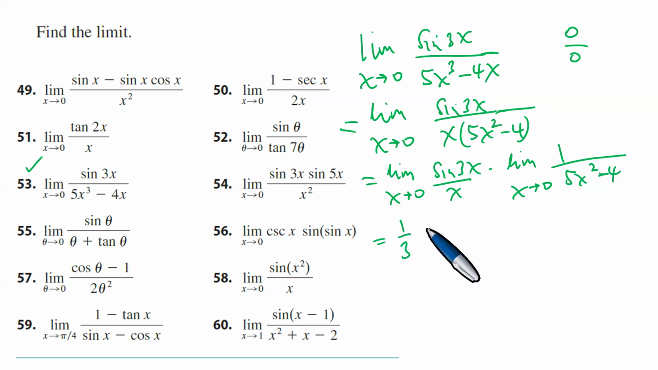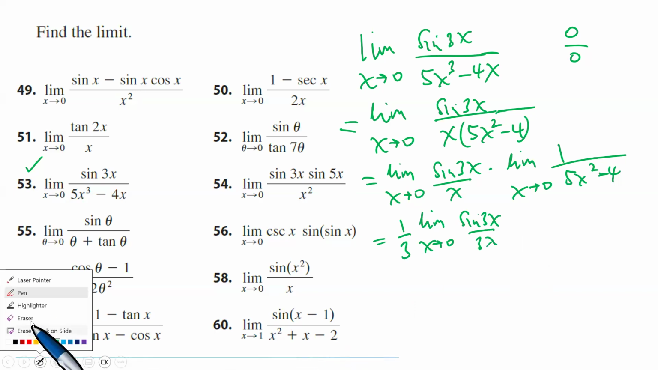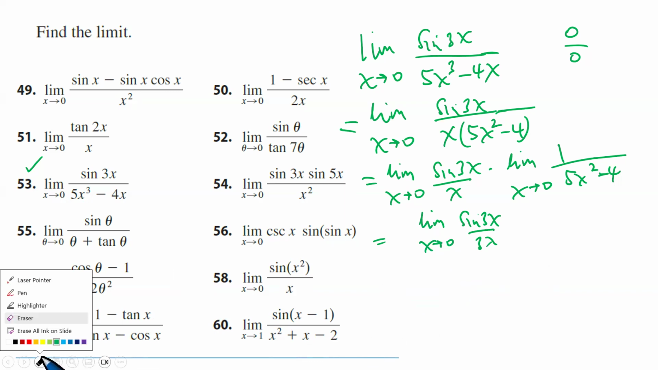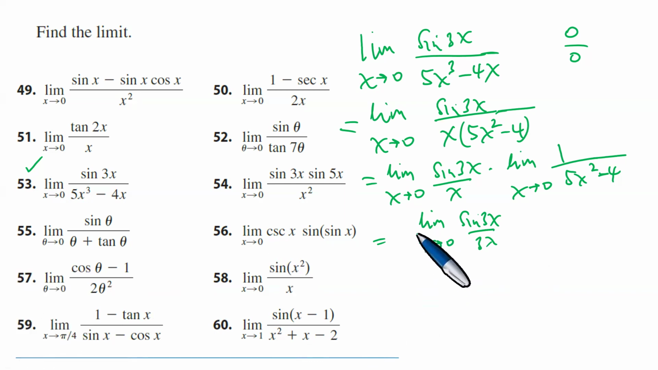Which is 1/3 the limit as x approaches 0 of the sine of 3x over 3x. Okay, let's put a 3 here. So there's a 3 at the top here, and because there's a 3 at the top, this 3 cancels the bottom one. And we have the limit as x approaches 0 of 1 divided by 5x squared minus 4.